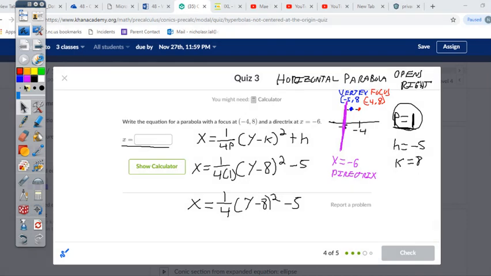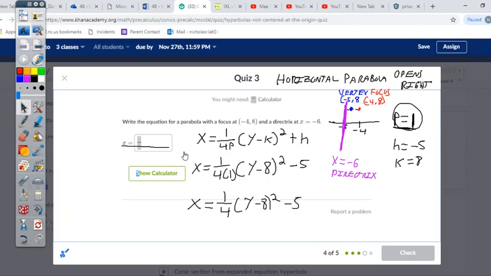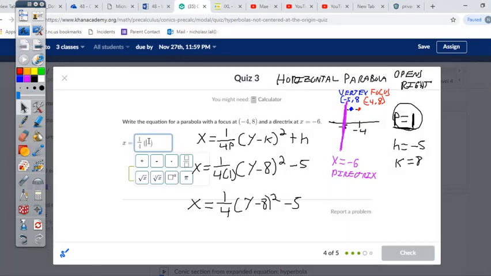Let's see if we did the math correctly and were able to visualize this correctly. 1/4 times y minus 8 squared minus 5.